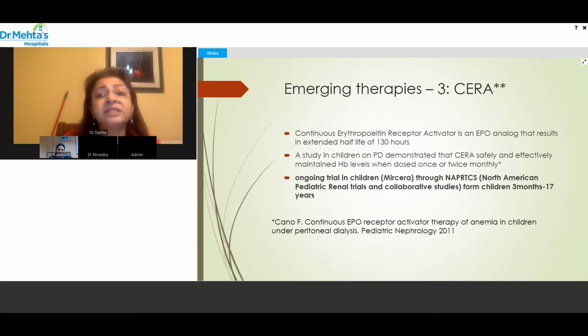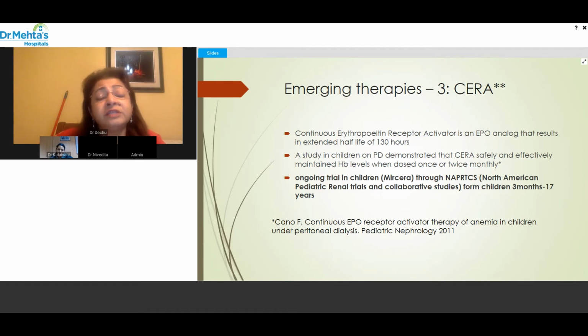The trials that are going to be there in pediatrics or are ongoing in pediatrics is this drug called CERA, which stands for Continuous Erythropoietin Receptor Activator. The drug itself is called Mircera, MIRCERA. It's an EPO analog that results in the extended half-life of 130 hours. You can just give it like once a month or twice a month.